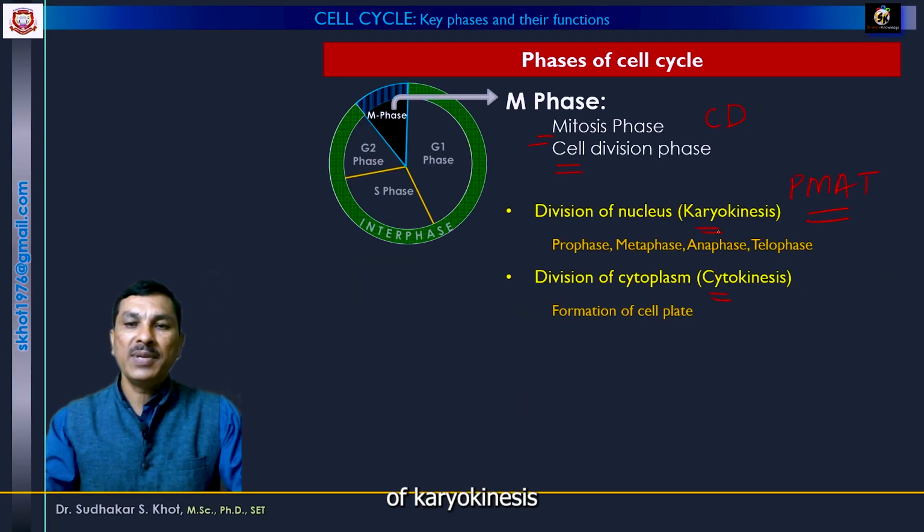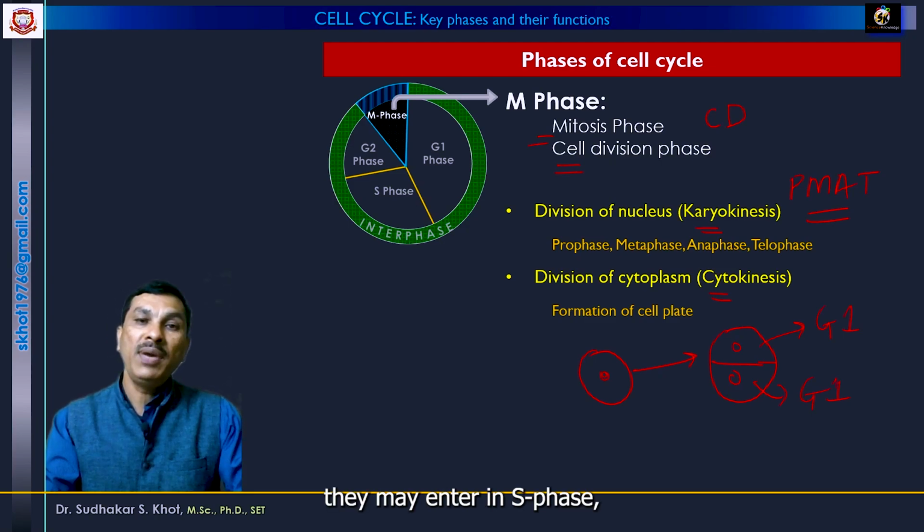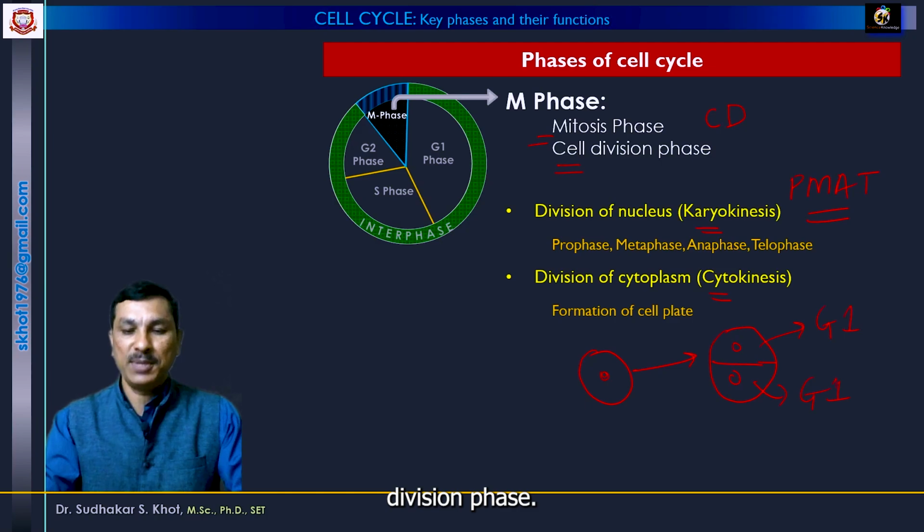After completion of karyokinesis and cytokinesis, the parental cell divides into two daughter cells, and these daughter cells again enter the next phase, G1 phase. So in this way, the daughter cells again enter the interphase where they grow and enlarge. They may enter into S phase, G2 phase, and again enter into the cell division phase.